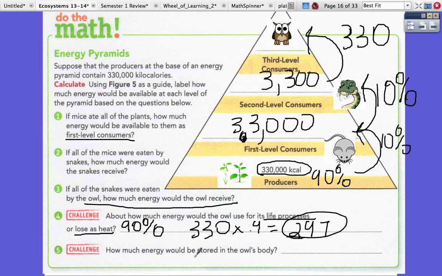How much energy would be stored? Anytime that we talk about stored, we're looking at 10%. So again, 330 times 0.1 equals 33 to be transferred to anything that eats the owl.